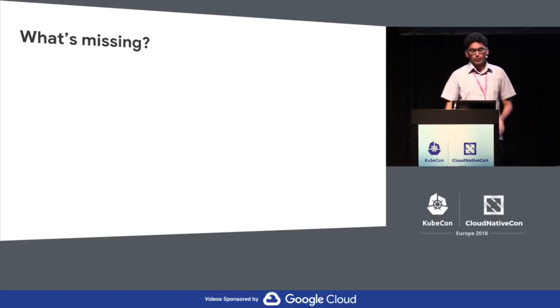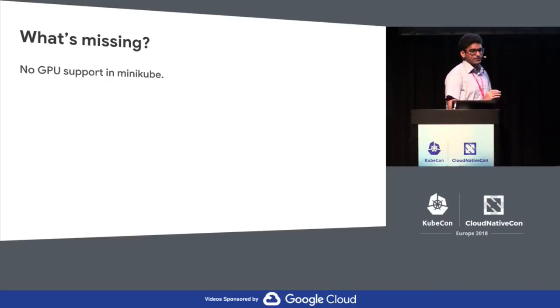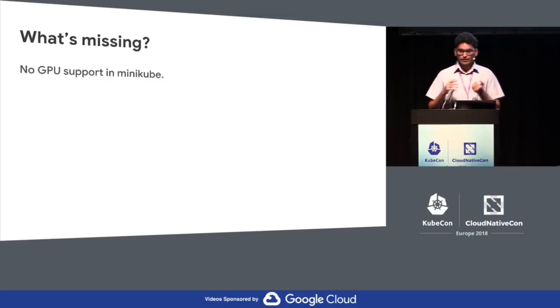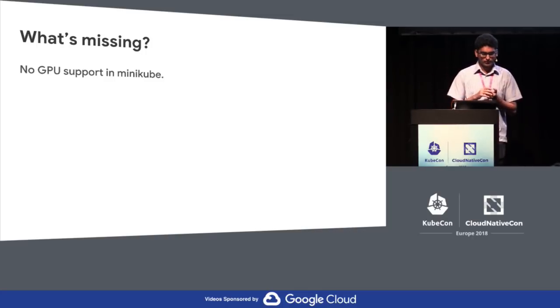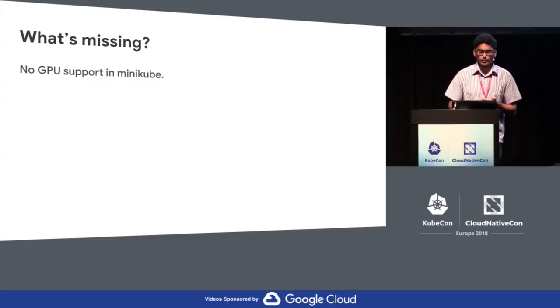Okay, so we talked about what is already present in Kubernetes for GPUs. What's missing? So there is no support for GPU in Minikube. A lot of people have expressed interest in this. A lot of people have asked about it, but the development of this is not done yet. And this is a great area where people can contribute.